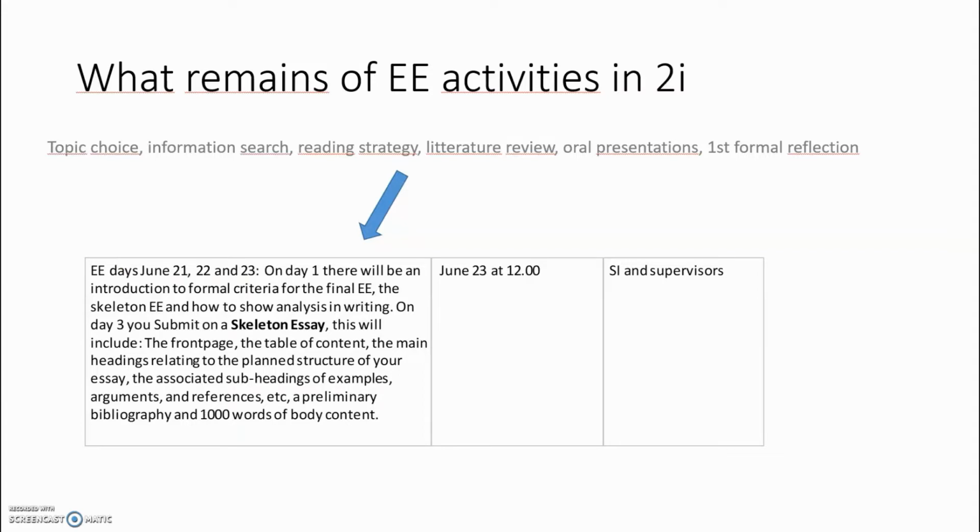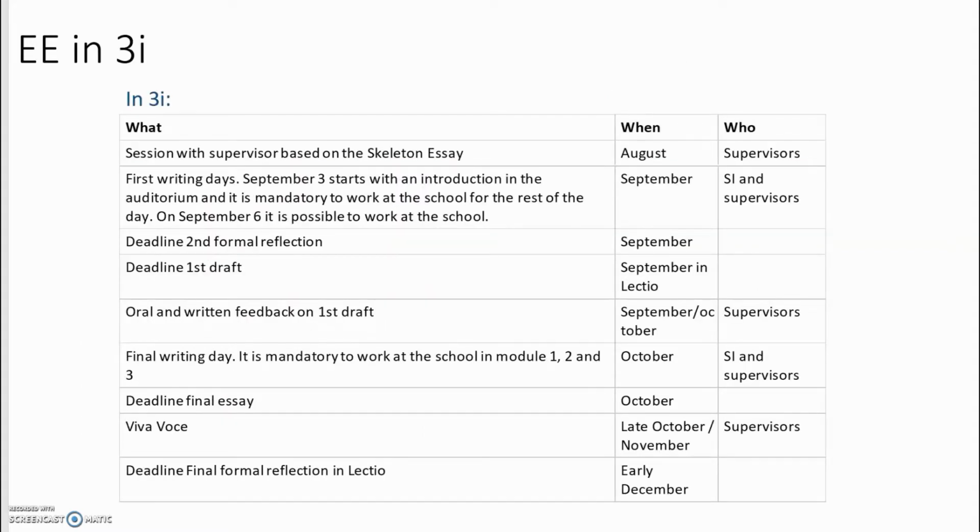Yes, and then, here we go, extended essay in Third Eye. Just to let you know what's coming. So in August, you'll meet with your supervisors again for a talk on what's coming and answers to questions you might have. And then we would have writing days. The first writing day for the first draft will be September 3rd, and then September 6th, you hand in the first draft. And on the first writing day, you also complete the second formal reflection.